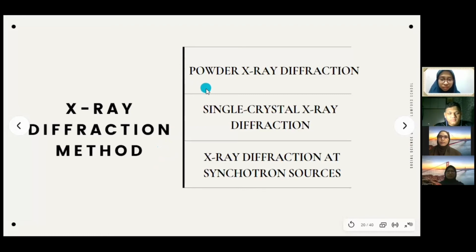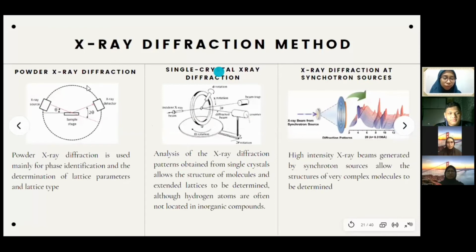Alright, next we go to the X-ray diffraction methods, of which we have three. The first one is powder X-ray diffraction. The second one is single crystal X-ray diffraction, and the third one is X-ray diffraction at synchrotron sources. Powder X-ray diffraction is used mainly for phase identification and the determination of lattice parameters and lattice type. Single crystal X-ray diffraction allows the structure of molecules and extended lattices to be determined. X-ray diffraction at synchrotron sources uses high intensity X-ray beams, which allow the structure of very complex molecules to be determined.